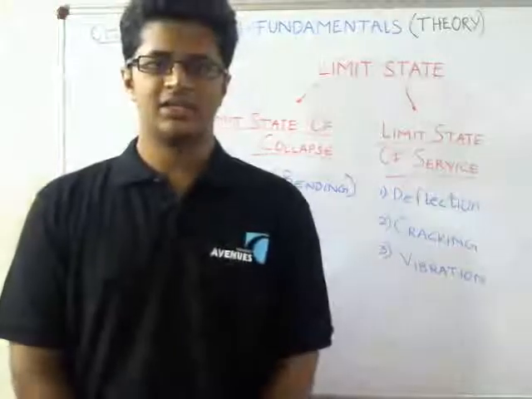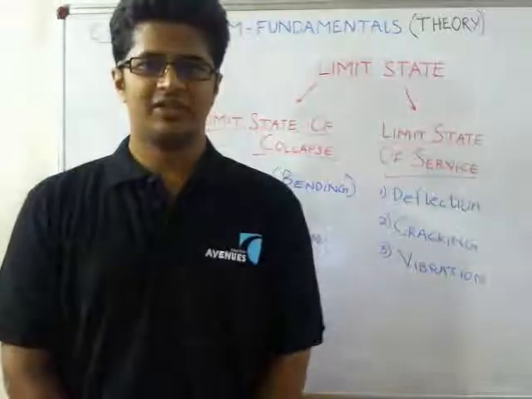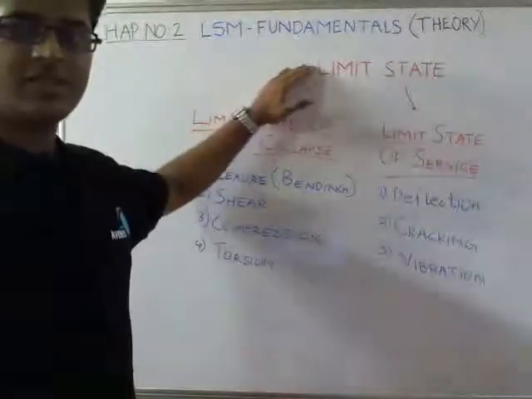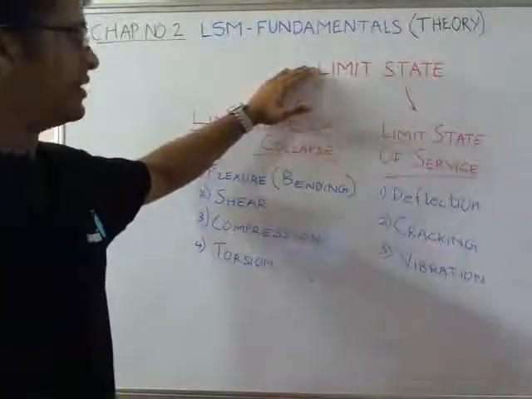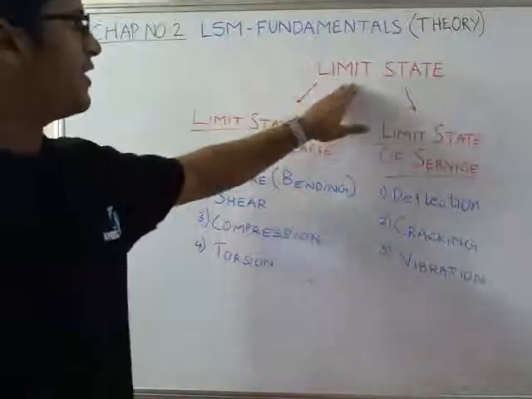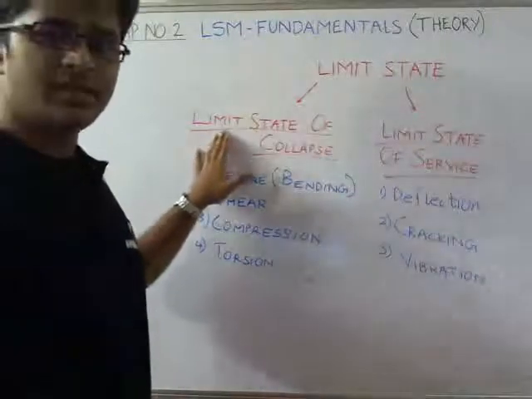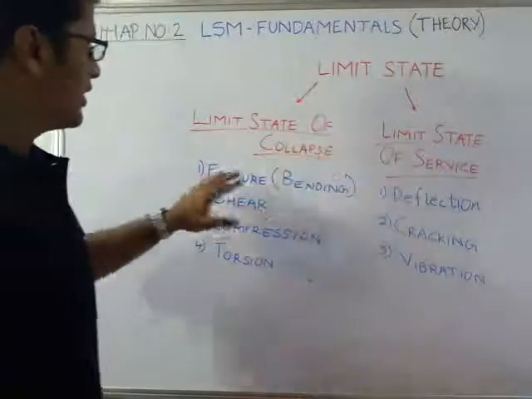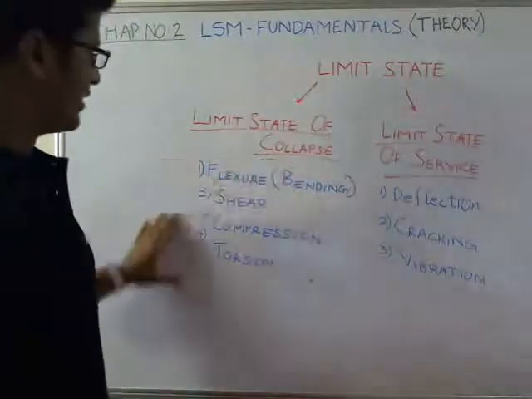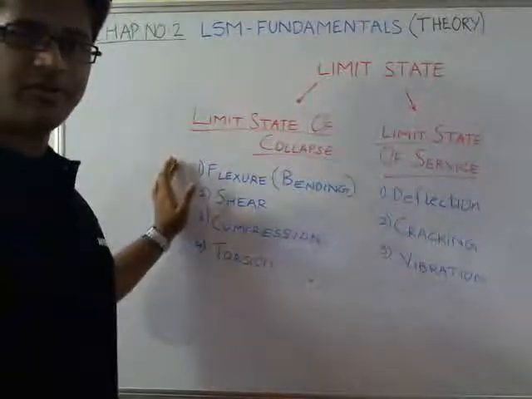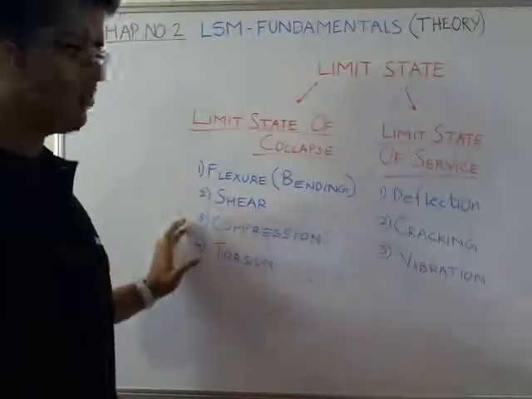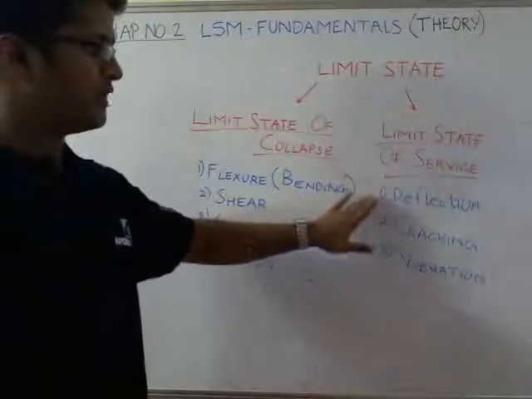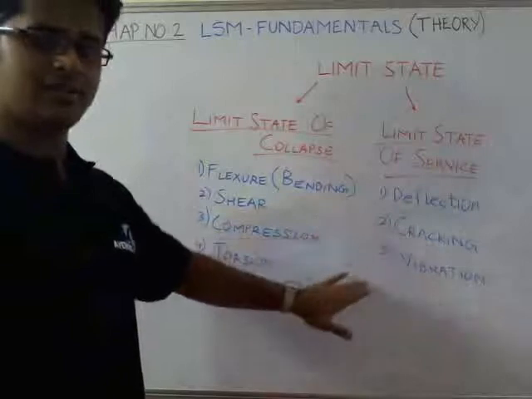So let's bifurcate limit state method systematically first. Limit state is a condition just before collapse, as I have earlier stated. It is divided into two parts. First is limit state of collapse. The second one is limit state of service. Under collapse, there are four categories. A structure may fail due to flexure, shear, compression, or torsion. And under the limit state of service, a structure can fail due to deflection, cracking, and vibrations.